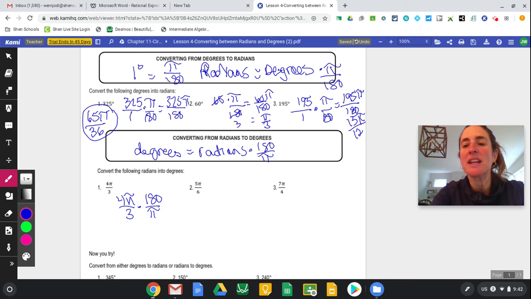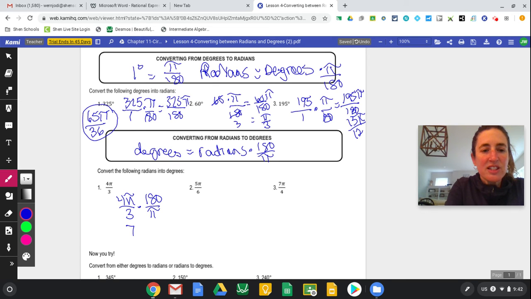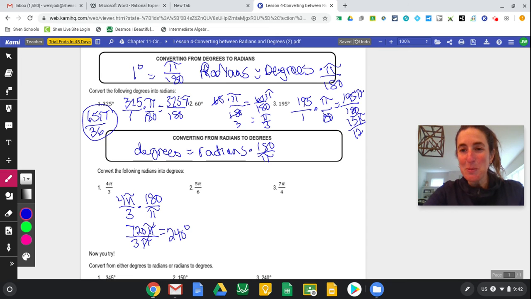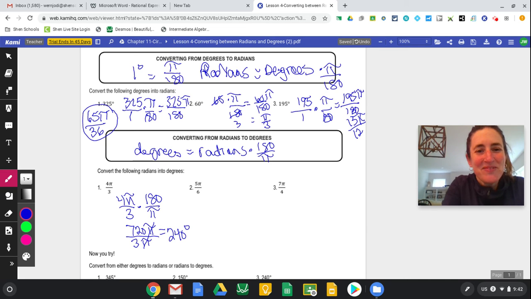If you're trying to get back to degrees, degrees do not have the pi, and the pi's must cancel, so the pi needs to go on the bottom. If I did 4 times 180, that turns into 720 pi over 3 pi. You can see the pi's cancel out, and then you just divide 3 into 720, and that gives me 240 degrees. Super fun. Let's try another one.